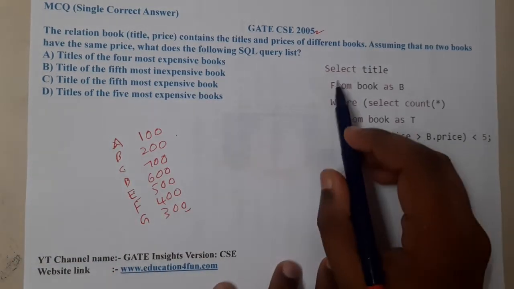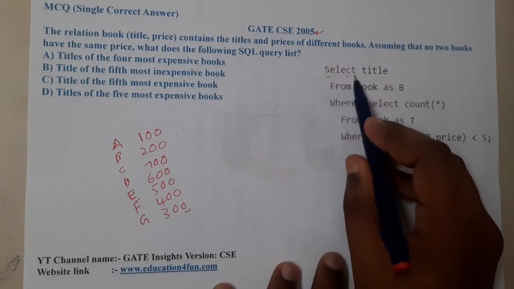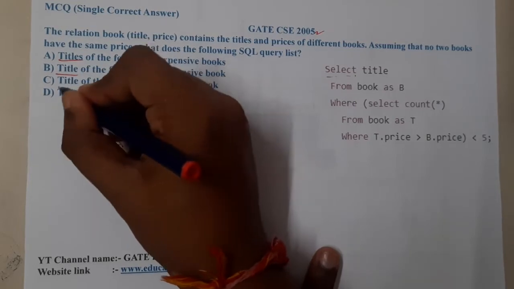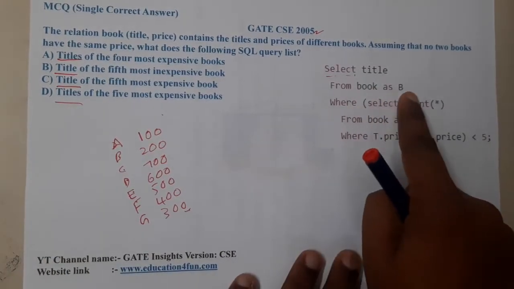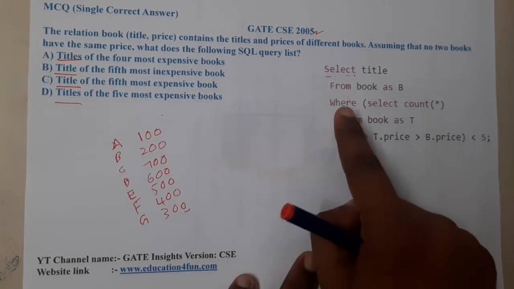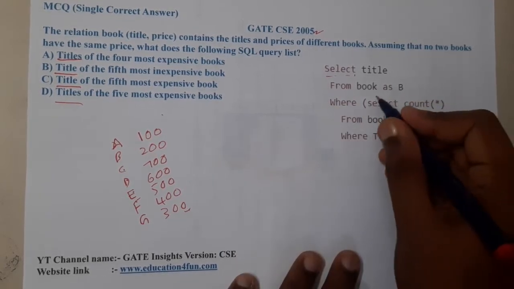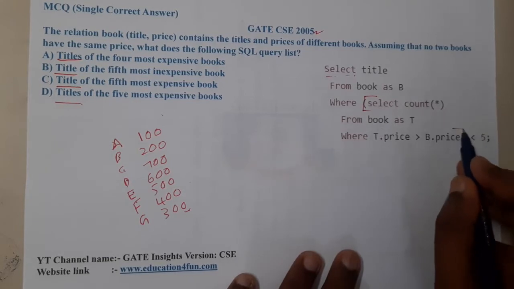What are we trying to print, guys? At the end we want only titles. All the options talk about titles only, right? So select title from book as B. Basically here we assume this as B. Now this is our inner query, so let us execute this inner query first.